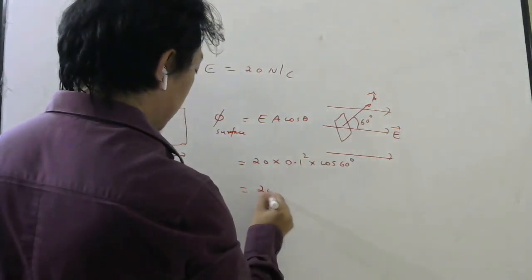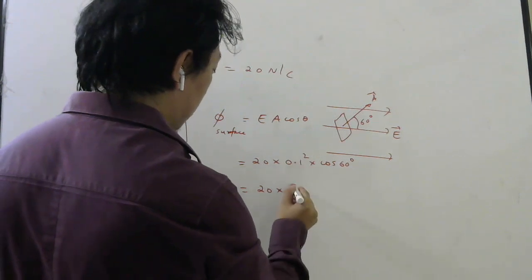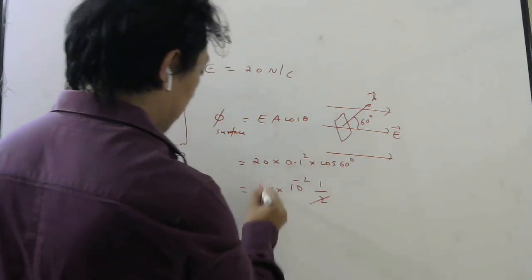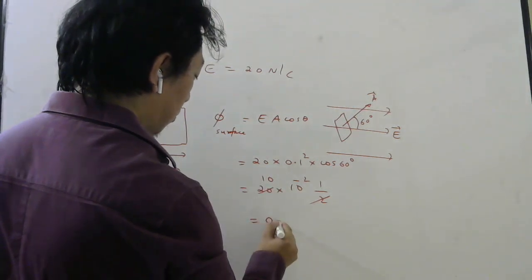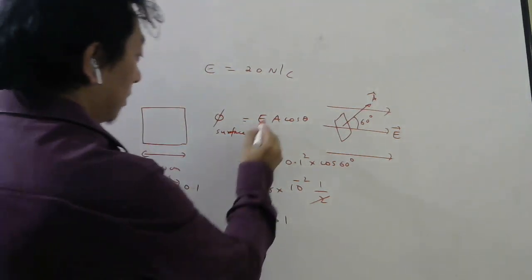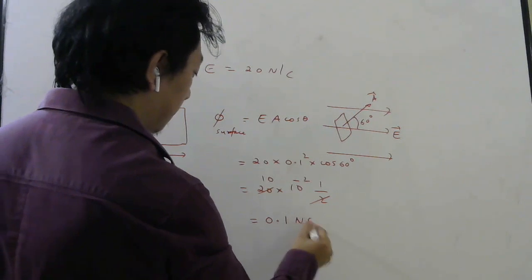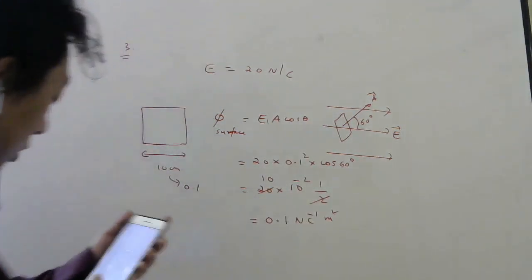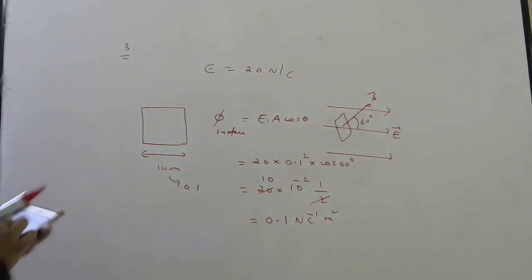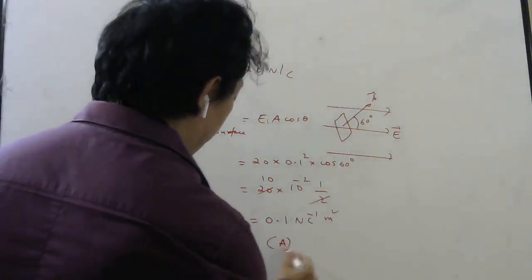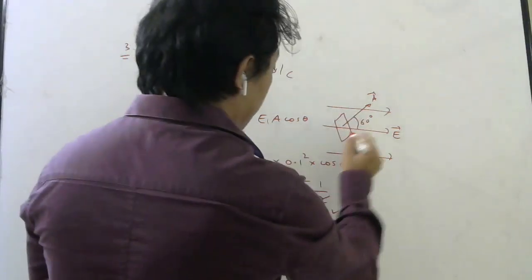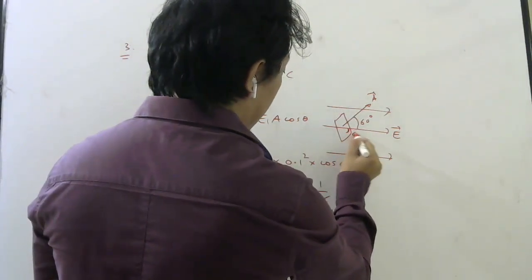So this will be 20 into 0.1 squared, which means 10 to the power minus 2. Cos 60 is half. So this is 10. So the answer is 0.1. Unit will be Newton per coulomb for the field, and meter square for the area. So which is the right option? Option A.